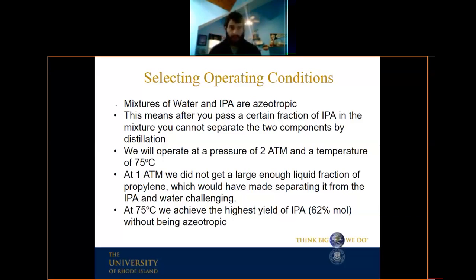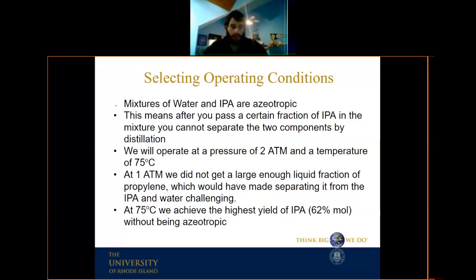So based on that, we chose our operating conditions at a pressure of 2 atmospheres and 75 degrees Celsius. Ideally, we wanted the lowest pressure possible, but at 1 atmosphere, we had trouble getting close to the azeotrope without going past it at a reasonable temperature. So at 2 atmospheres, we also felt that we could get a higher liquid composition of propylene, which would help us later on when we go to the separators, because it would just be easier to calculate how many trays and stuff we'll need for the distillation columns.